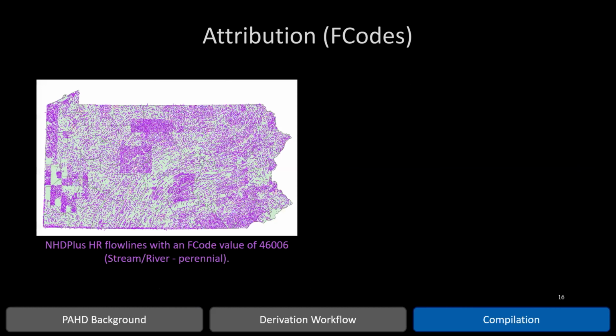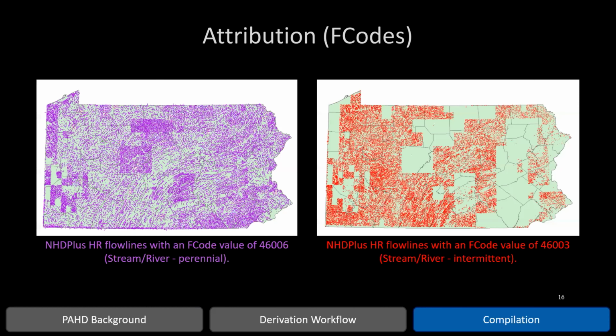So I ended up mapping all the NHD features that had perennial stream and river F codes. I also mapped all the NHD features that had intermittent stream or river F codes. And I don't think you have to be a geologist or a hydrographer to look at these and understand that this is not how water behaves.